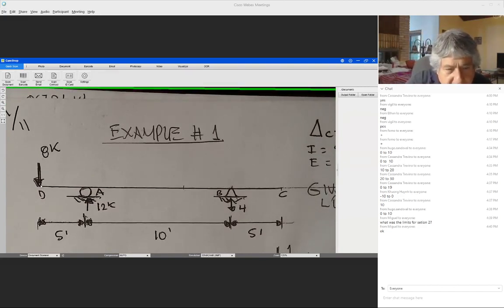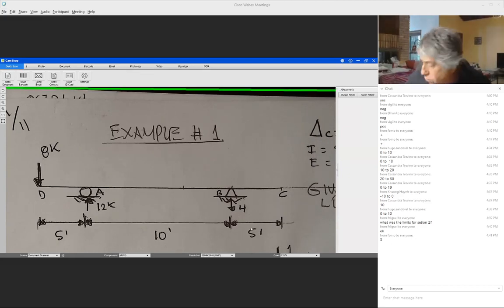I have computed the reactions for you, because 8 times 5 is 40 and 4 times 10 is 40. So in theory, how many equations do I have that describe the moment for this beam? How many equations do I have? In theory, 3. Between this load and this load, 1 section. Between this load and this load, 1 section. Between this load and the end, 3 sections.